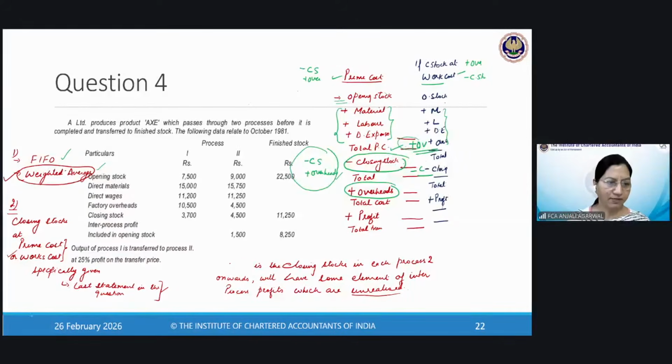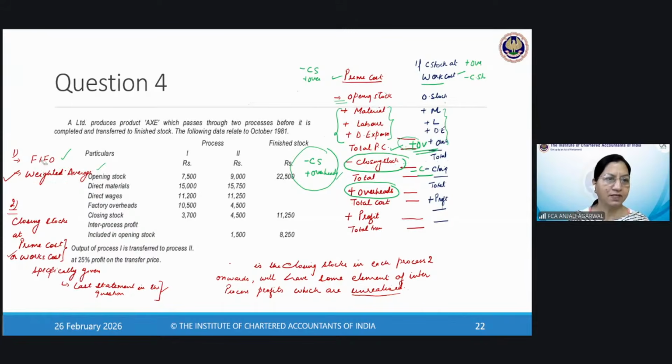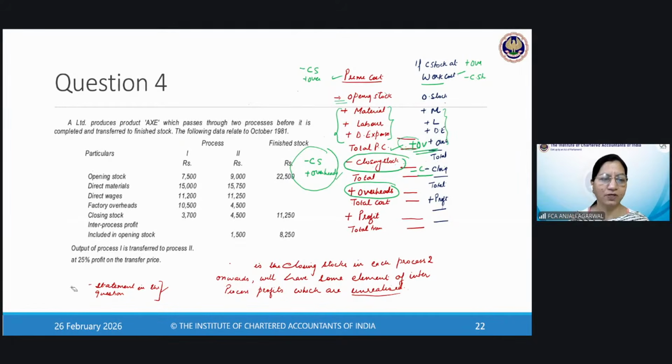So this was the fundamentals of inter-process profit. I'm sure the concept is clear. The concept is that the units will not move from process one at no profit. The output of process one will become the input for process two at cost plus profit. Process one is going to charge some part of profit here.